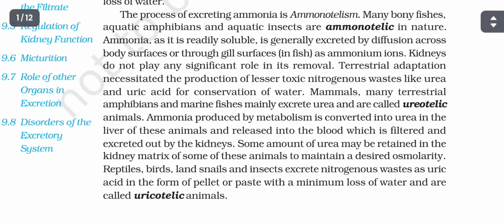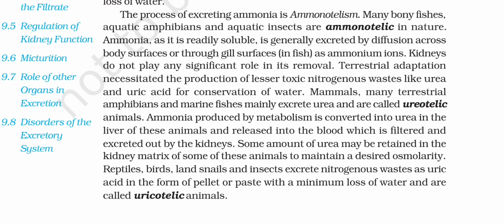The process of excreting ammonia is ammonotelism. Many bony fishes, aquatic amphibians, and aquatic insects are ammonotelic in nature. Ammonia, as it is readily soluble, is generally excreted by diffusion across body surface or through gill surfaces in fish as ammonium ions. Kidneys do not play any significant role in its removal.